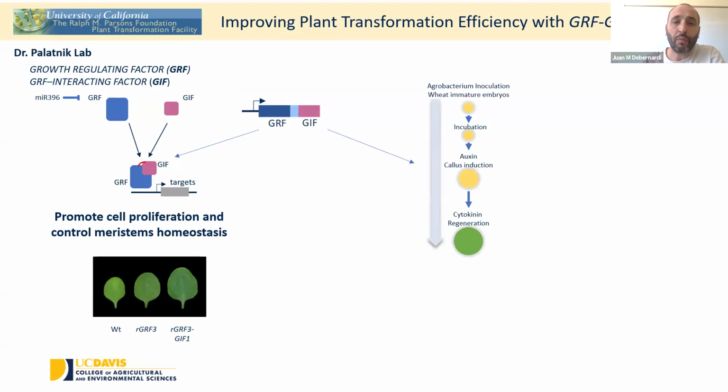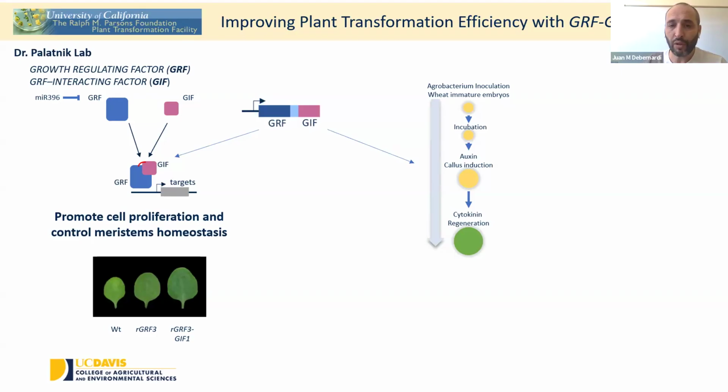Similar to sorghum, the wheat transformation protocol that we use starts with immature embryos. I would say that immature embryos are a great explant for many of the cereals, and I highly recommend using them because it helps a lot and is very efficient. And it was very simple because we incorporated GRF-GIF in an Agrobacterium transformation in a binary vector.